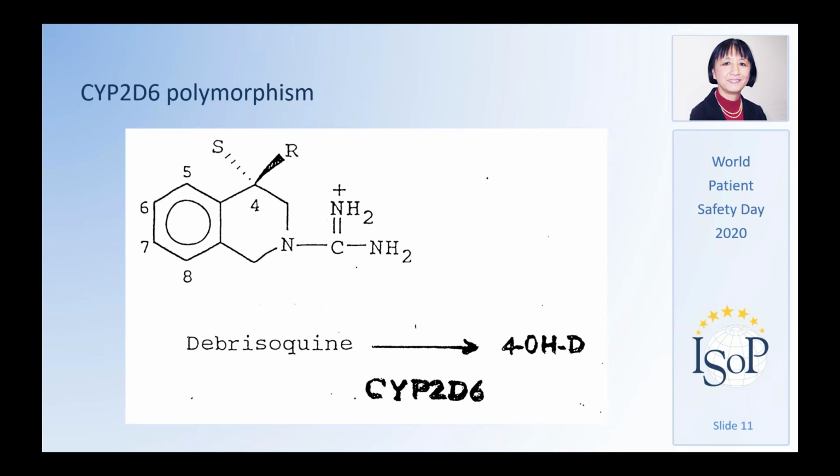So for the 2D6 polymorphism, it was also called debrisoquine hydroxylase when it was discovered in the 1970s. This antihypertensive drug, debrisoquine, was metabolized to 4-hydroxydebrisoquine, and there was large inter-individual variability in this metabolism, which was discovered. The enzyme is called CYP2D6.